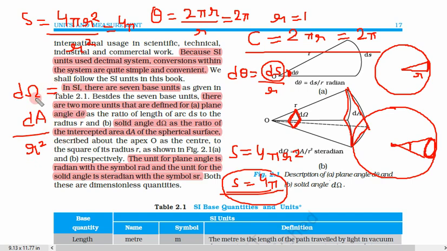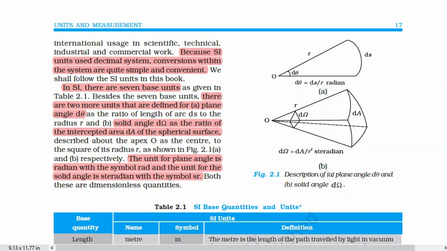So in this way we find the solid angle, and the unit of solid angle is steradian. So solid angle d omega is equal to this area divided by r square. So these many steradian. So this is for solid angle.